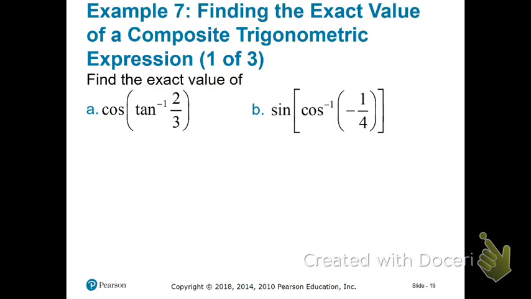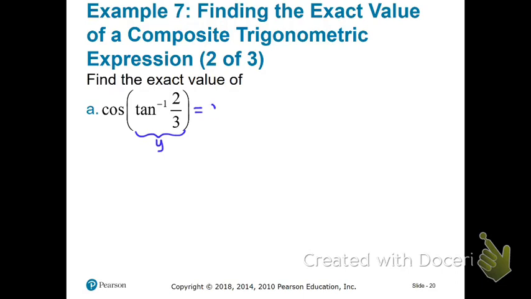So I have these split into separate slides there, so we got room. All right, so for A, we're looking for cosine of the inverse tangent of 2/3. So we're going to work this inside. We're going to let it equal, this is inverse tangent, what they were letting it equal before was y. So that means we're really looking for cosine of y. So I'm going to take this down here now, and I'm going to do some work. So we know that y is equal to the inverse tangent of 2/3.